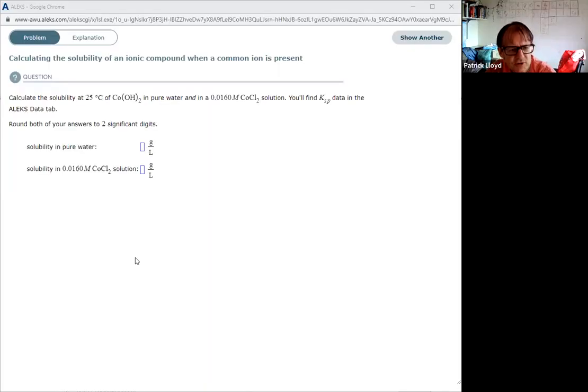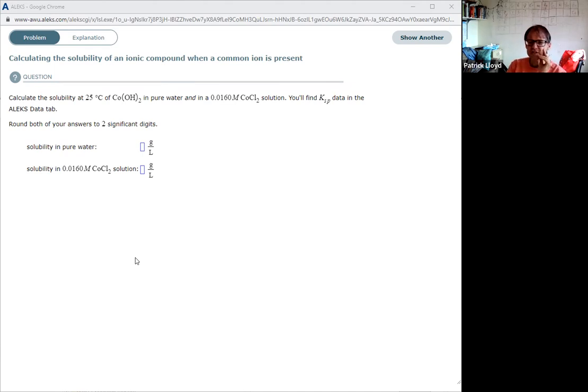The solubility in 0.0160 molar cobalt chloride solution, CoCl2, again, grams per liter. So this is a very common type of problem. What we're doing now is we're saying we're not going to be just in water. We're going to be in water, but we're going to add a common ion to it. And what you want to be able to do is identify what the common ion is. When I say common ion, I mean an ion in the solution that is in the compound we're studying.